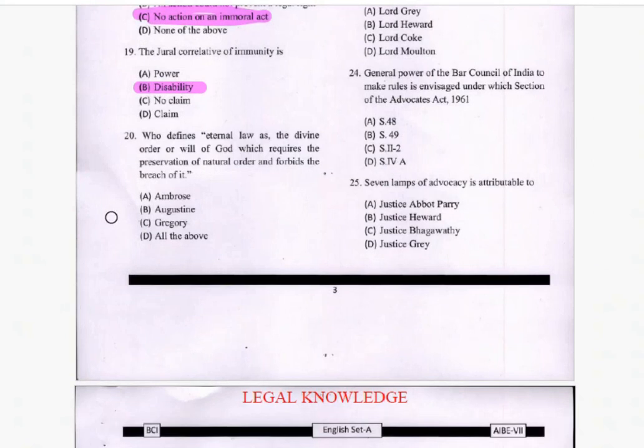ID, immunity, disability. Who defines eternal law as the divine order or will of God which requires the preservation of natural order and forbids the breach thereof? This was Augustine.